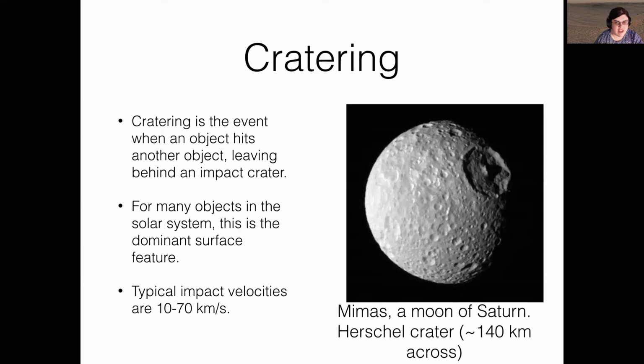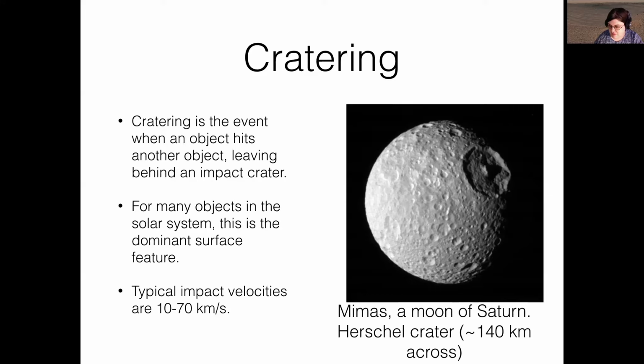So what cratering is, it's our final surface process. It is an event where an object hits another object and leaves behind an impact crater. Here's a lovely example of many craters, including one big one on Mimas, a moon of Saturn. Now, for many objects in the solar system, this is the dominant surface feature. Basically, if you are too small to have anything else, your dominant surface feature will be craters.